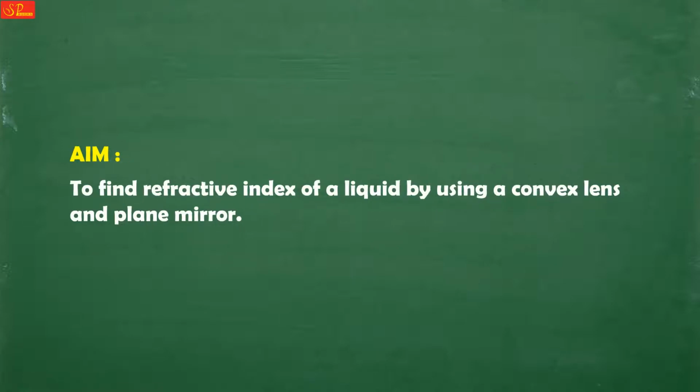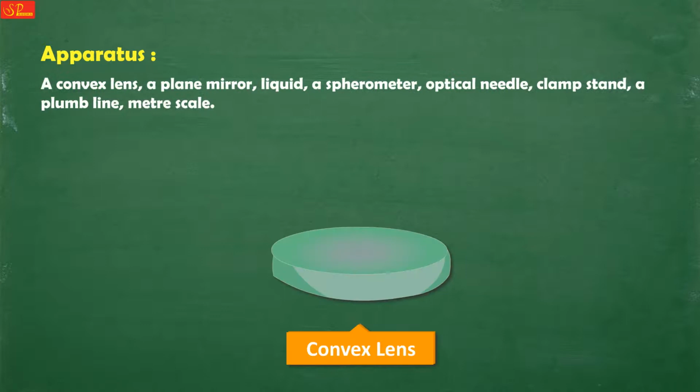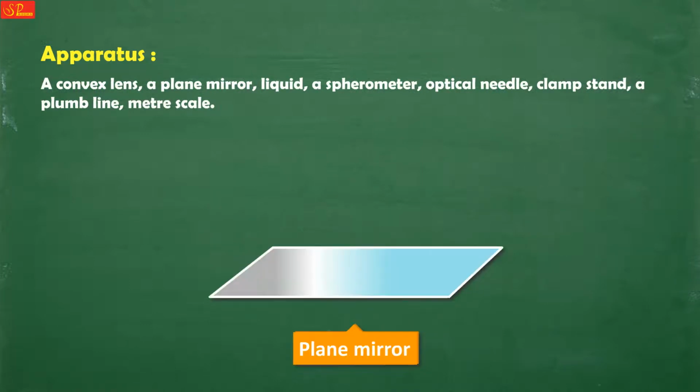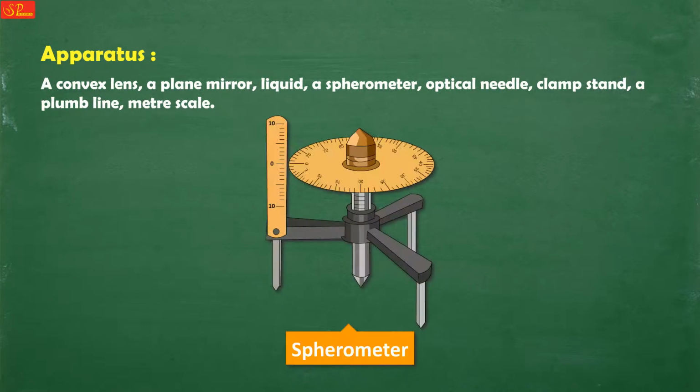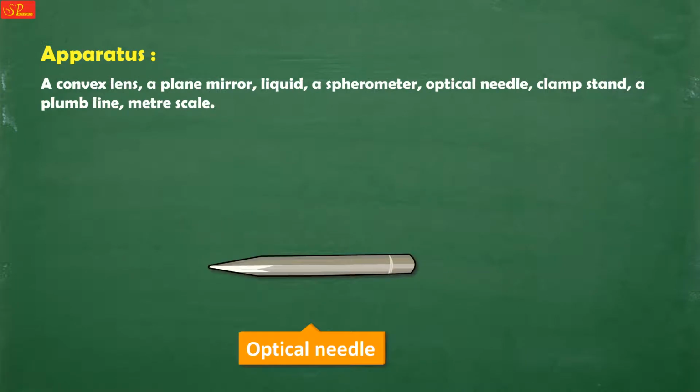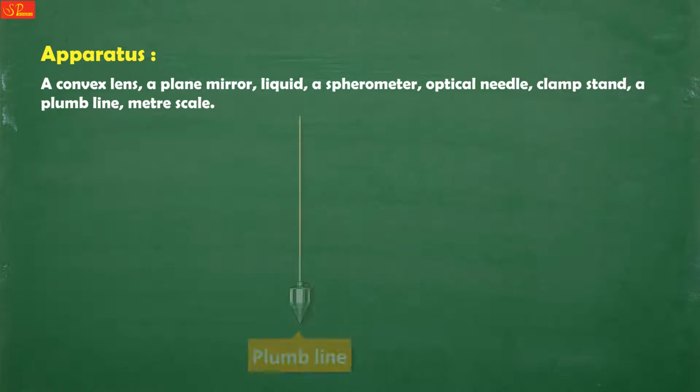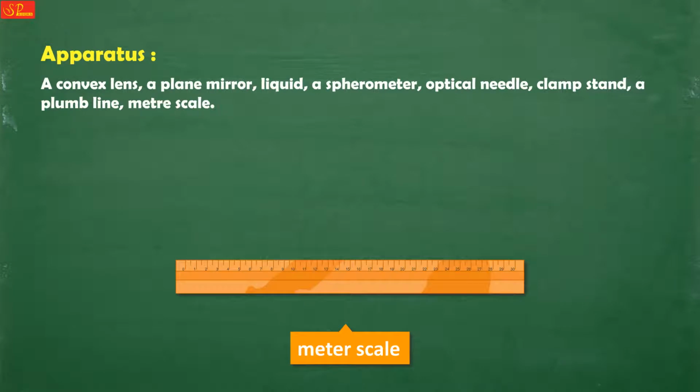Experiment. Aim: to find the refractive index of a liquid by using a convex lens and a plane mirror. Apparatus: a convex lens, a plane mirror, liquid, a spherometer, optical needle, clamp stand, a plumb line, meter scale.